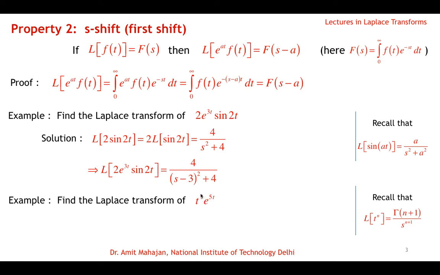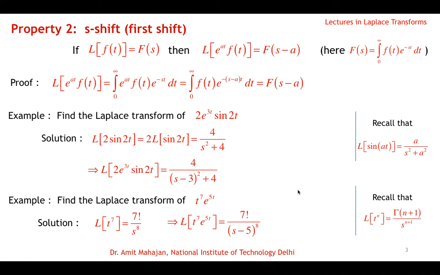Here n is the integer 7, and whenever n is an integer, gamma function of n plus 1 is n factorial. So Laplace of t power 7 will be gamma function of 8, which is nothing but 7 factorial, so 7 factorial over s power 8, and then multiplying with the exponential means this shift. So s will be replaced with s minus 5. The Laplace of t power 7 e power 5t is nothing but 7 factorial over (s minus 5) power 8. This s is replaced with s minus 5 because of the s shift property.